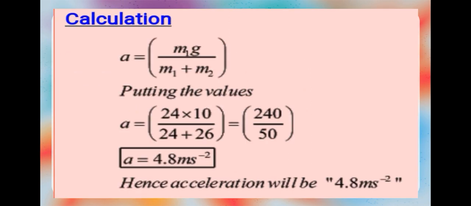Now we calculate acceleration. a is equal to m1 g divided by (m1 plus m2). By putting the values, a is equal to 24 into 10 divided by 24 plus 26, which is 240 divided by 50. We get the acceleration a is equal to 4.8 m/s². Hence, the acceleration will be 4.8 m/s².